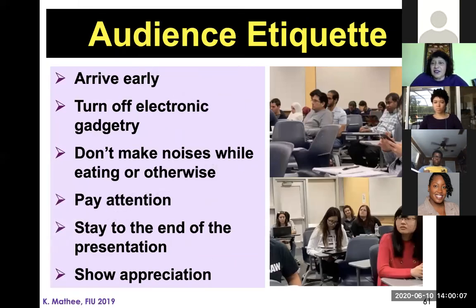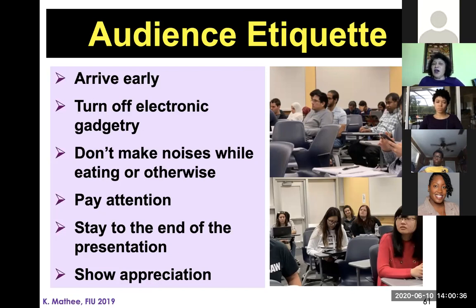Audience etiquette. So how about you as an audience? We talked about you being a speaker and being an audience. Arrive early. Turn off electronic gadgetry. And this is an image I took in one of the presentations at FIU, and you can see how everybody is doing something else. Everyone except her, she's listening, right? And all these other people are doing something else. And here's somebody who's looking at an iPhone. Okay, turn off electronic gadgetry.